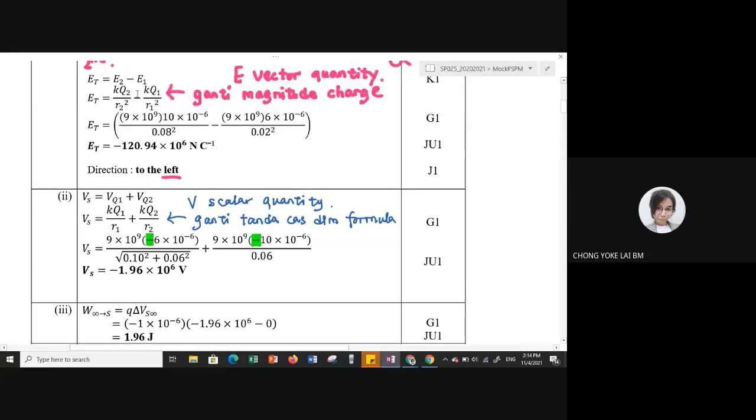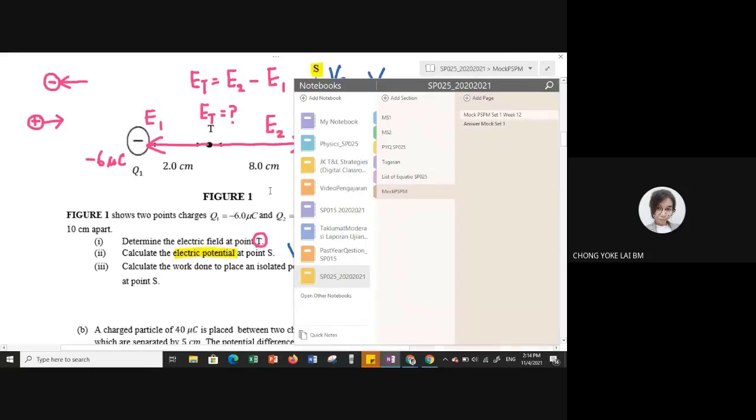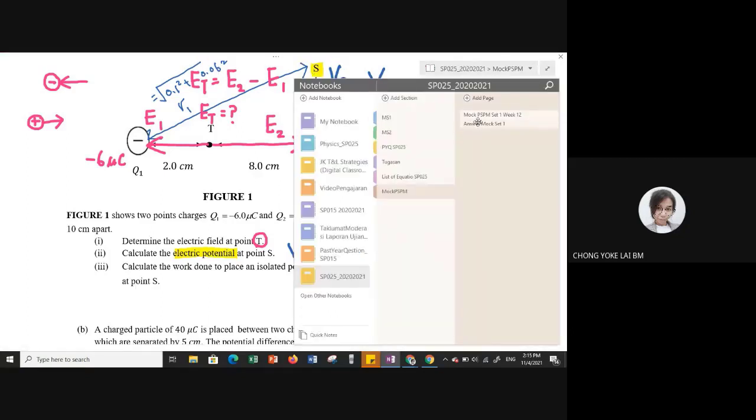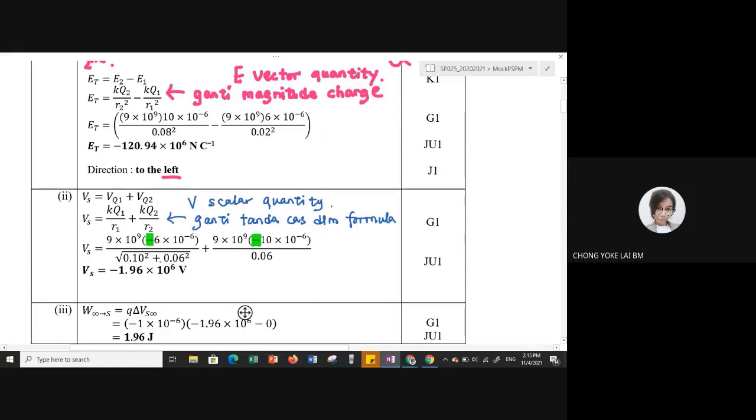If you look at R1, R1 is a distance. So, if you look at R1, from Q1, this is R1. So, R1 we must calculate using the Pythagoras theorem. So, here 6, here 10. So, our R1 will be the square root of 0.1 squared plus 0.06 squared. Okay, use the Pythagoras theorem, hypotenuse. So we get 0.1 squared plus 0.06 squared, square root. That one is R1. So R2 is 0.06.